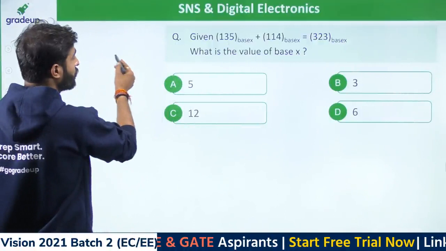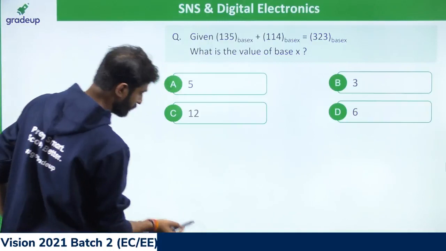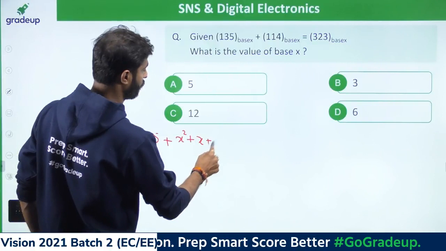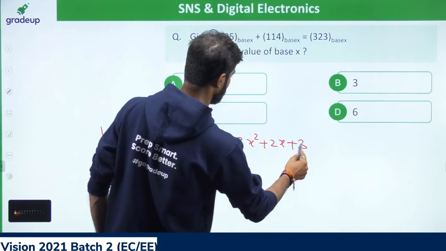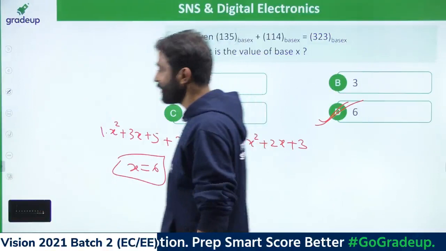If you write this question, it is 3 into x raised to power 0 plus 5 into... I am writing again. For this question, 1 into x square plus 3x plus 5 plus, it is also base x, x square plus x plus 4 equal to 3x square plus 2x plus 3. Just equate it, find the value of x, you will get 6. Yes, 9 minus 6, yes, 7, right? So the correct answer is just 6, right?